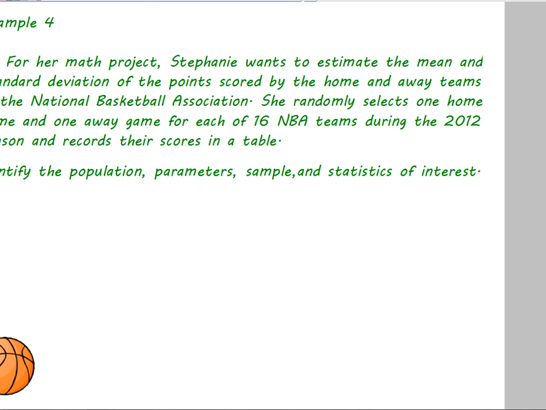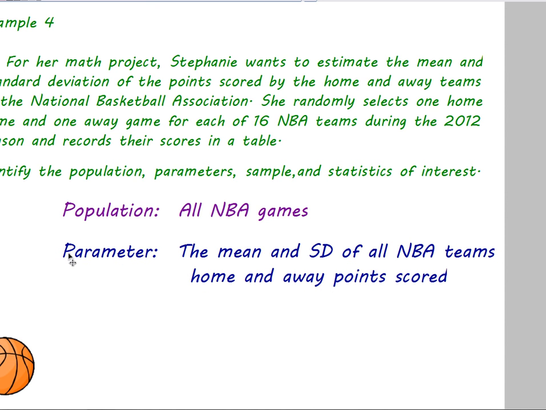First of all, what do you think the population is? What was she wanting to estimate the mean and standard deviation for? For all teams in the NBA, right? So she's looking at all the possible NBA games. Her parameter, what she's wanting to study for all those NBA games, was the mean and the standard deviation for all the teams for their home and away points scored.